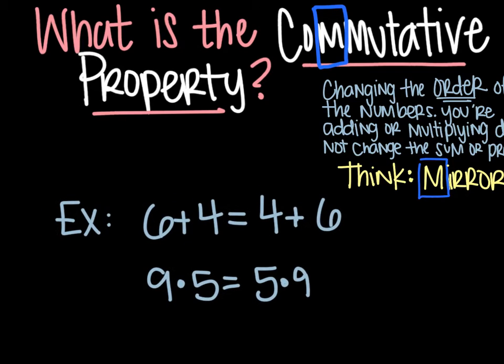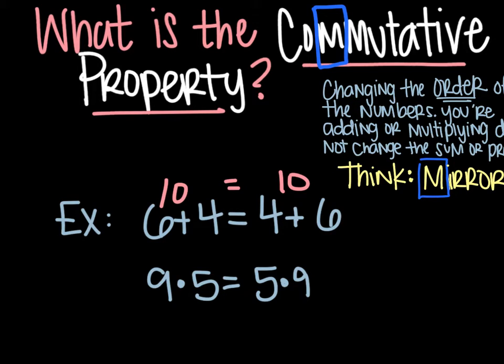6 plus 4. When I solve that, I get an answer of 10. And 4 plus 6 is 10. 10 equals 10. It's balanced. We're not changing our answer, but notice the order is flip-flopped. It went from 6 plus 4 to 4 plus 6. So if I were to place a mirror right on that equal sign and reflect, that's what's happening.